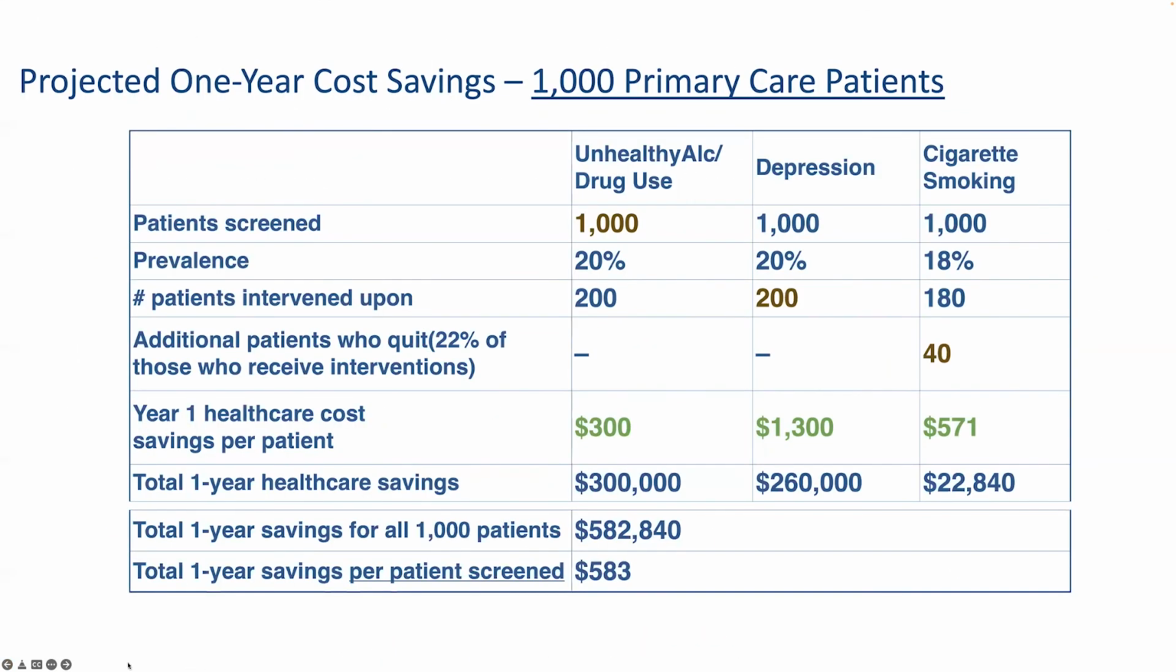So let's talk about the cost savings for 1,000 primary care patients. If we are screening for unhealthy alcohol and drug use, we save $300 per patient per year, $1,300 if we add in a depression screening, $571 per patient when we add in cigarette smoking. When we take that and we multiply that out for all 1,000 patients, and then we look at our 1 year savings per patient screened, it comes out to nearly $600 just screening, brief intervention, referral to treatment, located in the primary care setting.